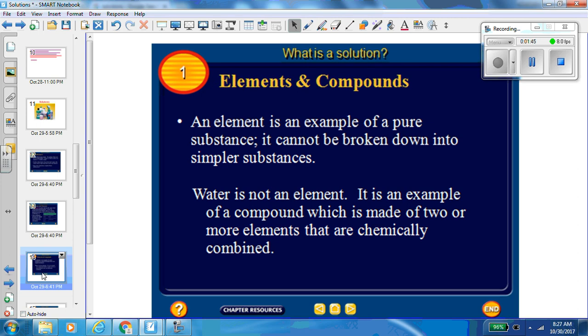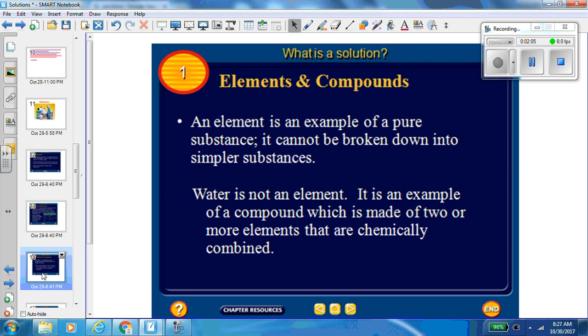An element can't be broken down into a simpler substance. It is just simply one type of atom. And we find these, of course, on the periodic table. A compound, however, is what we refer to as water. Water would not be an element. Water would be a compound. A compound is made up of two or more elements that are chemically combined.